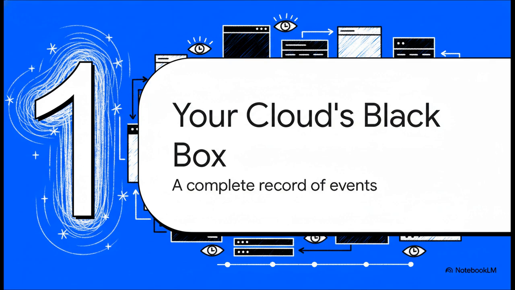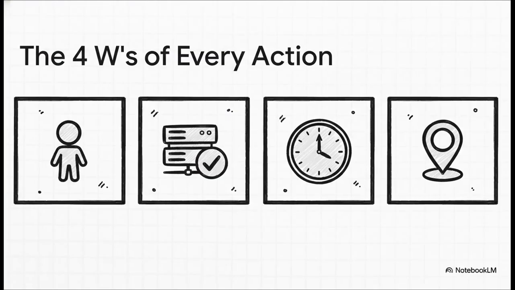This first section is all about that core idea, how CloudTrail gives you that complete, unblinking record of every single thing that happens in your cloud. So for every, and I mean every, action in your AWS account, CloudTrail answers 4 critical questions. We call them the 4 Ws.